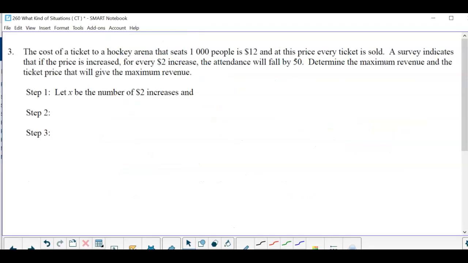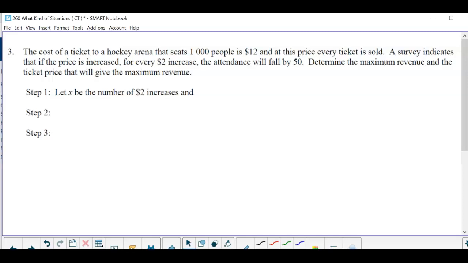It says the cost of a ticket to a hockey arena that seats 1,000 people is $12, and at this price every ticket is sold. The survey indicates that if the price is increased, for every $2 of increase, the attendance will fall by 50 because it's more expensive, so fewer people will go, but they might still make more money.